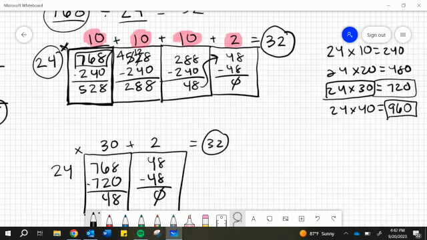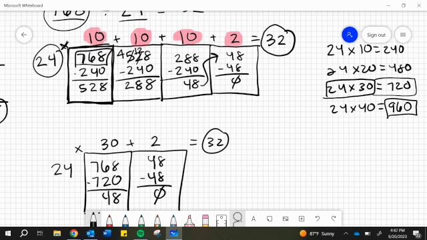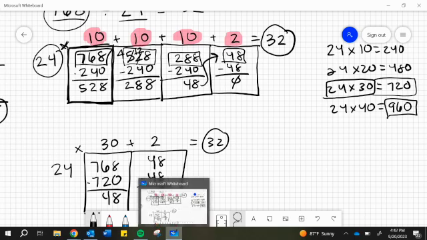Now, if you noticed, there's less boxes, but 24 times 10, I can do that as many times as I am allowed to. That doesn't go over each of my dividends, right? So 32 is my correct answer.